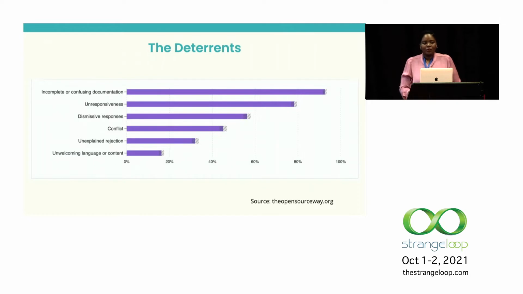Fortunately, that GitHub survey included a section where people could respond and give some of the reasons why they felt like they didn't want to be participants in open source. So the most responded was incomplete or confusing documentation. Next was unresponsiveness or dismissive responses to attempted contribution. Third was conflict. Fourth, unexplained rejection. And fifth, unwelcoming language or content.